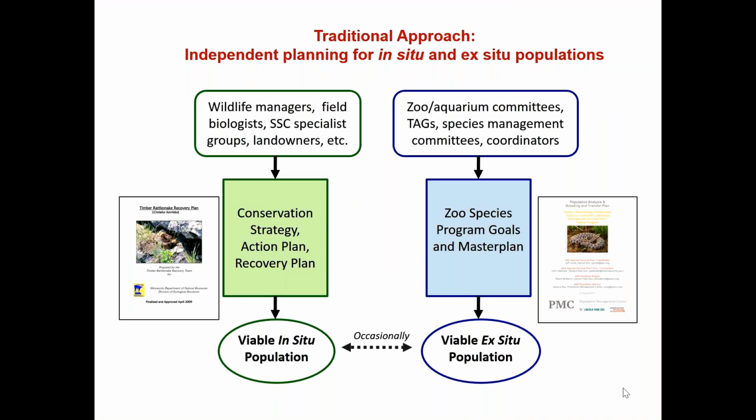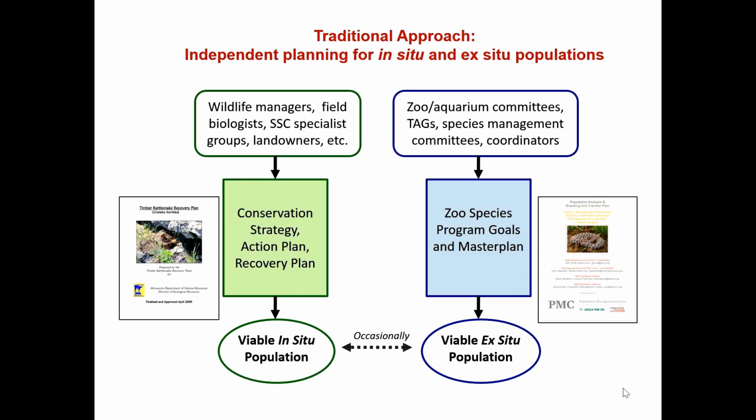Often we have field biologists, government wildlife managers, and other colleagues working in the wild developing recovery plans and strategies. And we have the zoo and aquarium associations developing their own master plans, their own collection plans. And sometimes as an afterthought, the two think about the other group of conservation colleagues and see if they have a role.